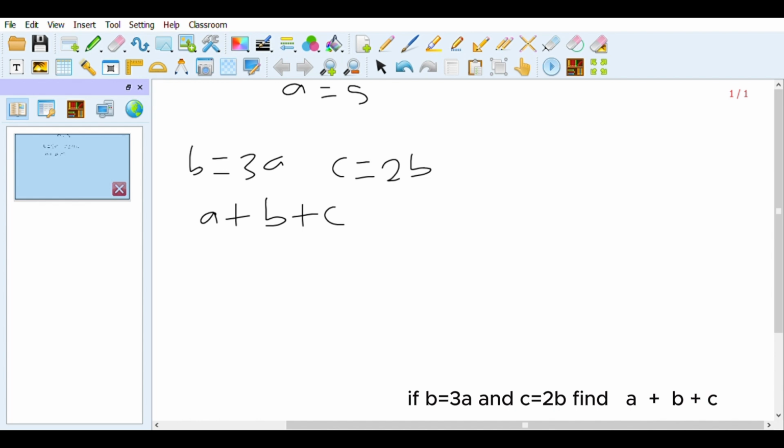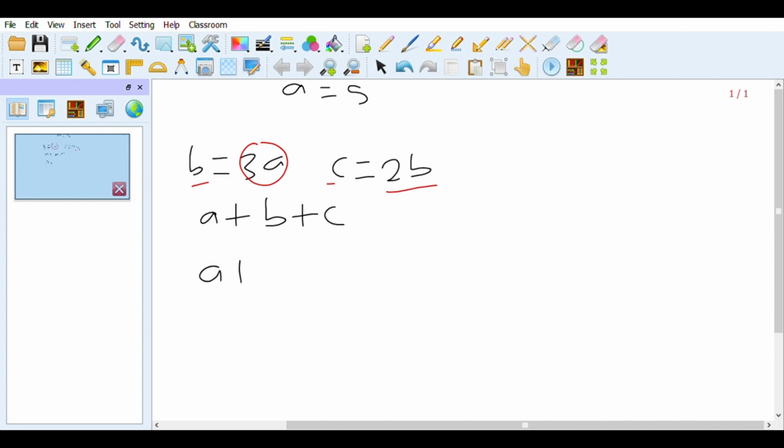Now, what this means is, anywhere we see b, instead of writing b, we should write 3a. And anywhere we see c, we should write 2b. Okay, substitute. So we have a, we are not given anything to substitute for a, so a remains a. Now we have plus b, b is 3a, so we're going to write 3a plus c. It says c is 2b. Anywhere we see c, write 2b, so we have 2b.